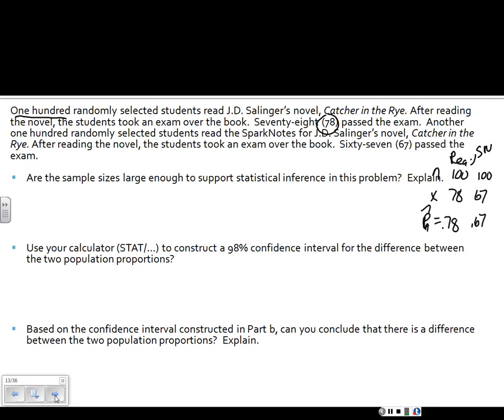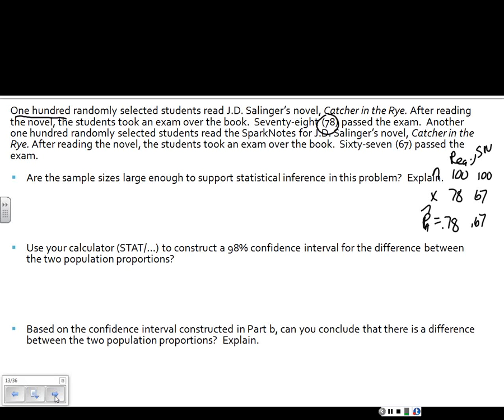The first part here says, is the sample size large enough to support statistical inference? Remember, this is a qualitative variable. So we're looking to see whether the number of yeses and nos are greater than 5. This one tends to, on the sample size problem, because we did the quantitative with the 15, 40, 100, this one tends to give a little more problem for folks.